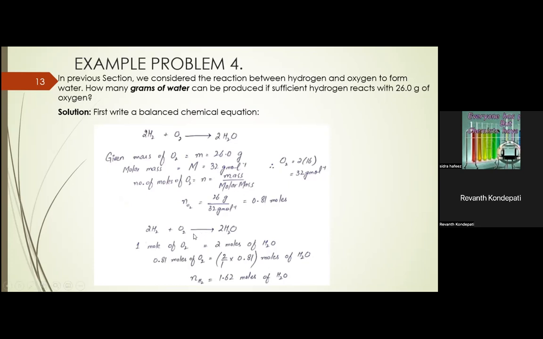Now come to the statement: 2H2 + O2 → 2H2O. 1 mole of oxygen is producing 2 moles of water. Then 0.81 moles of oxygen will produce how many moles of water? Obviously, 2 multiplied by 0.81, it will give you the answer 1.62 moles of water. Sorry, here you have to write H2O. This is the number of moles of water.